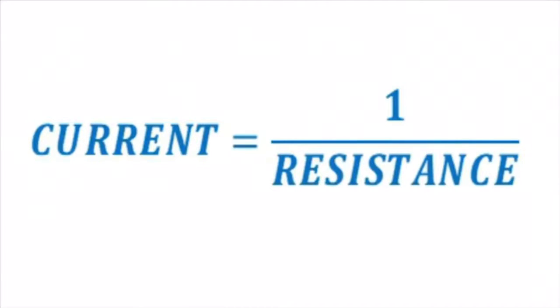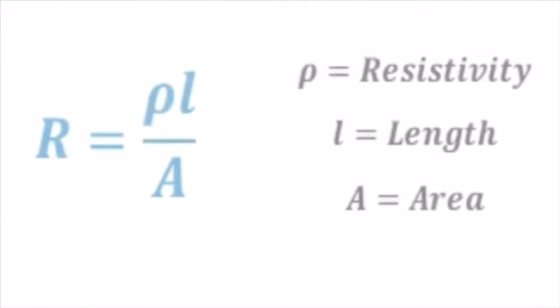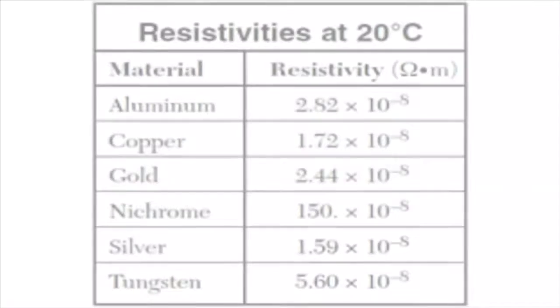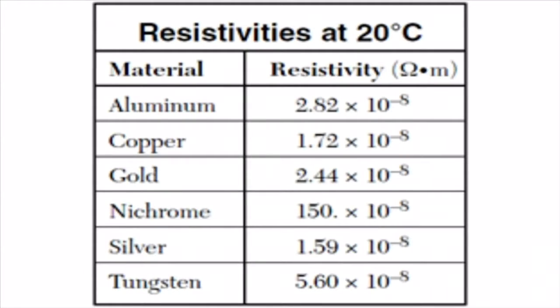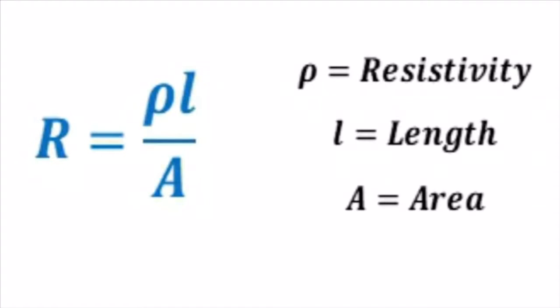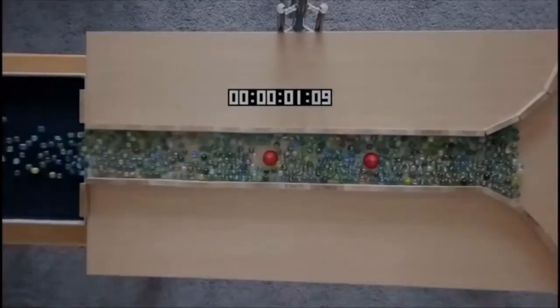The next thing to consider then is what determines the amount of resistance. It can be determined experimentally that resistance is equal to the resistivity times the length, all divided by the area of the material. Resistivity is a material-specific value. So according to this equation, increasing either resistivity or the length will increase the resistance, whereas increasing the cross-sectional area will decrease the resistance. Let's test this.